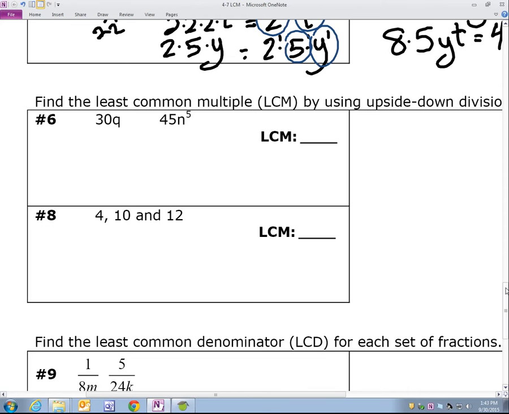Using upside down division, I'm just going to go like that. And I'm going to take 15. Okay, fine. We'll take 15. Yay. 2, q, 3, n to the 5th. We're done. I have a question about the prime factorization.